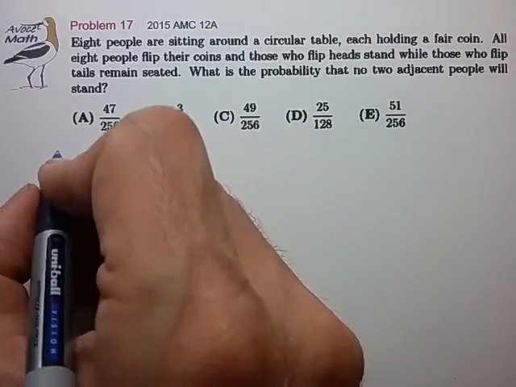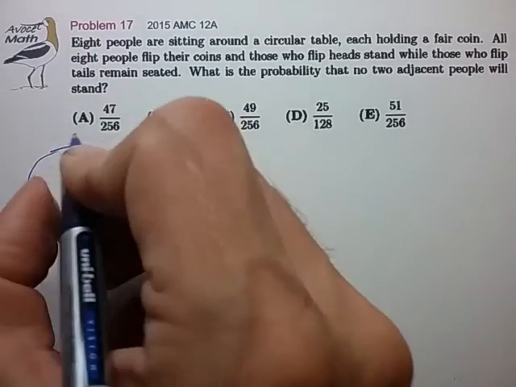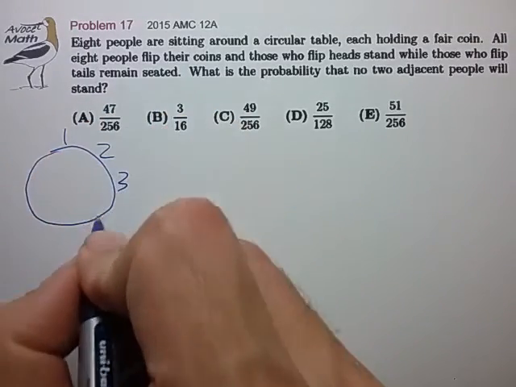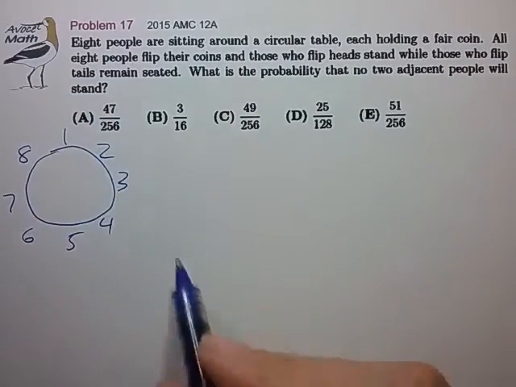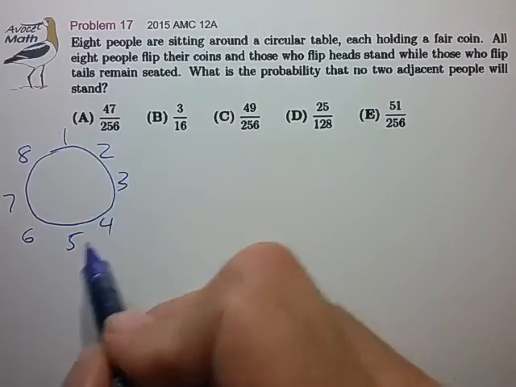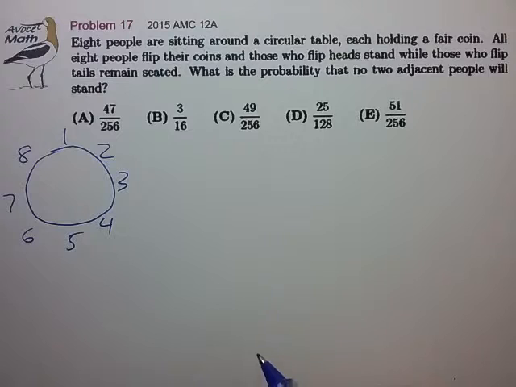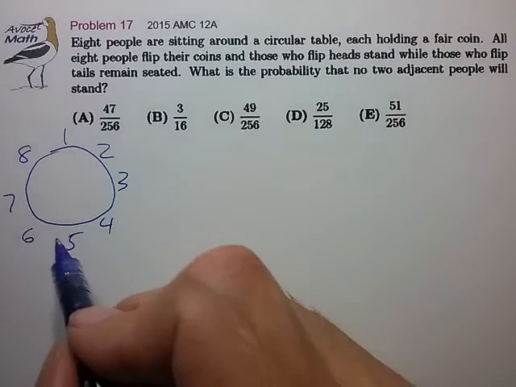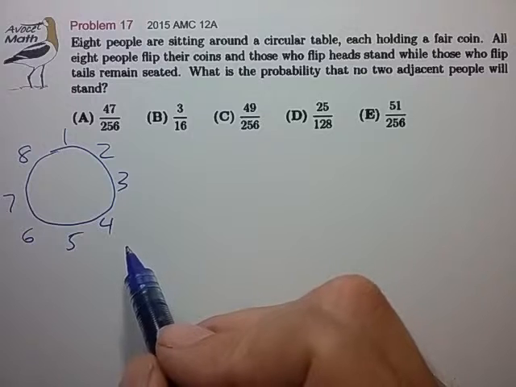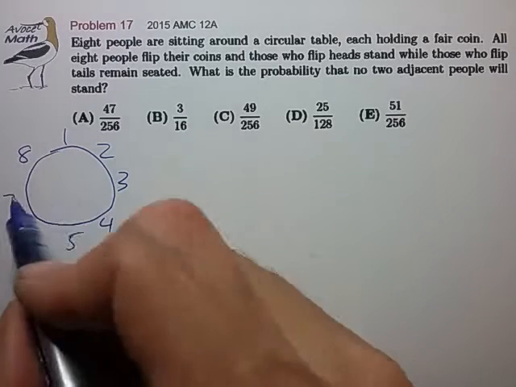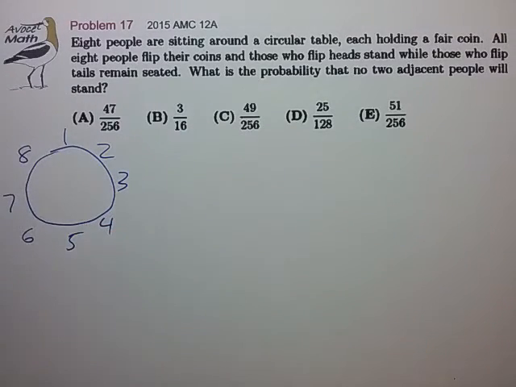So let's draw our table with 8 seating locations. And it looks like we're flipping a coin at each of these locations, and what we're really asking is, what's the probability that if we flip a coin at each of these positions, what's the chance that no two heads will be adjacent to one another? That's kind of the essence of the question.